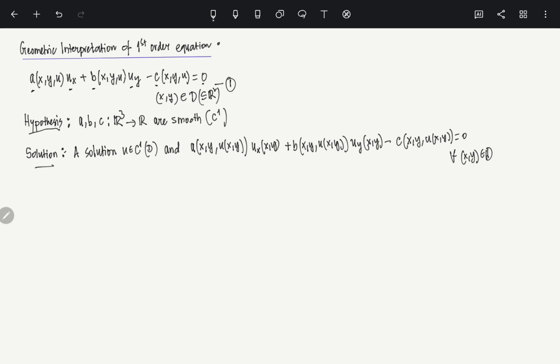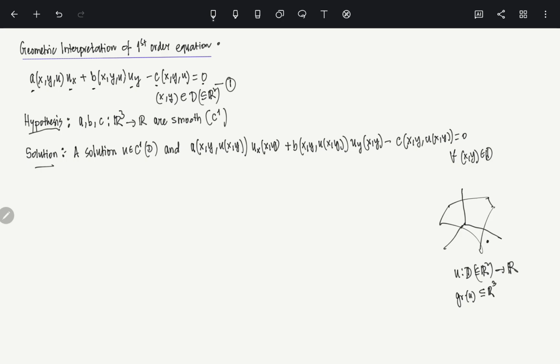Essentially what we are going to do is this: the solution will be of this form, right? Let us understand this thing. The solution is a two-dimensional function. So basically u is from D, which is a subset of R2, to R, right? So where is the graph of u? If you just look at the graph of u, that is a subset of R3. Okay, so the graph of u will lie somewhere here. So you understand what's happening here.